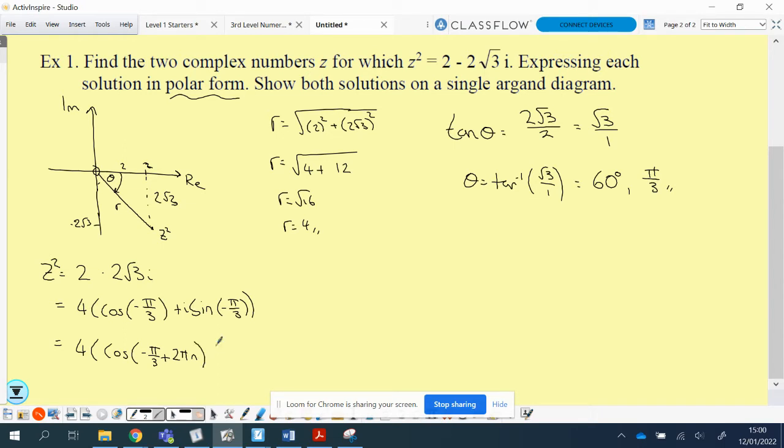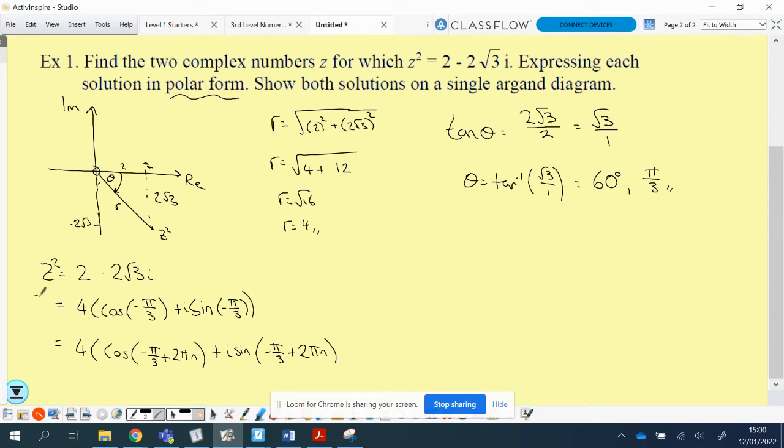Plus i sine negative pi over 3 plus 2 pi n. Alright. Okay with that there? Right, so that's what z squared is. If I add loads of 360 cycles onto this, it's the same thing as that there, so I'm not really changing anything at all.